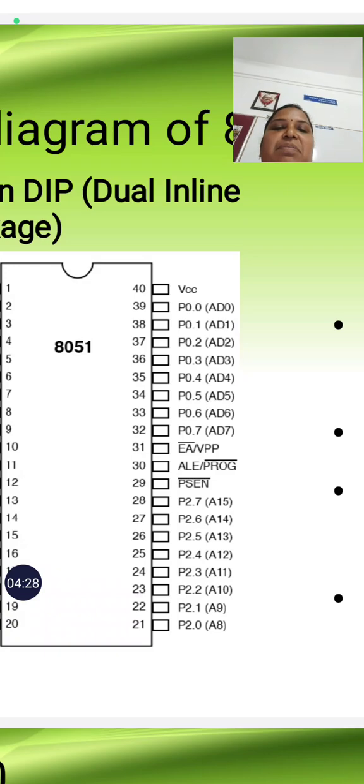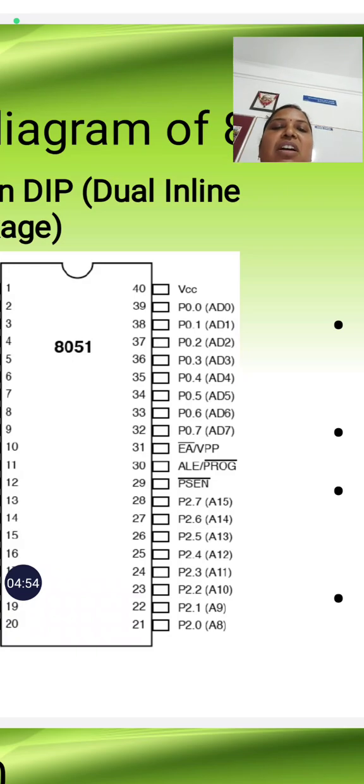Then program store enable, PSEN, is available at the 29th pin. Then ALE/PROG, address latch enable, is available as the 30th pin. Then the 31st pin is EA/VPP. Then from the 32nd pin to the 39th pin, port 0 of 8 pins is available.